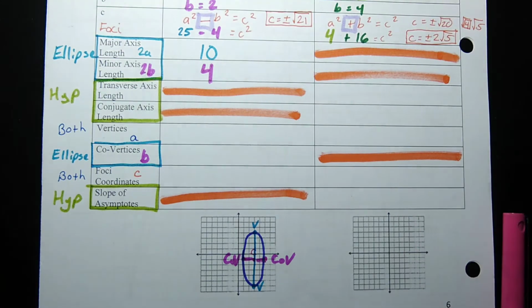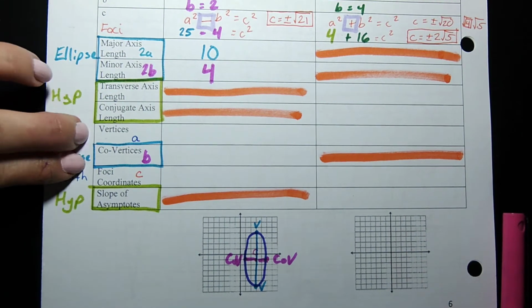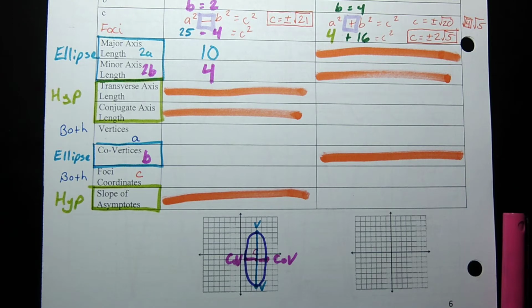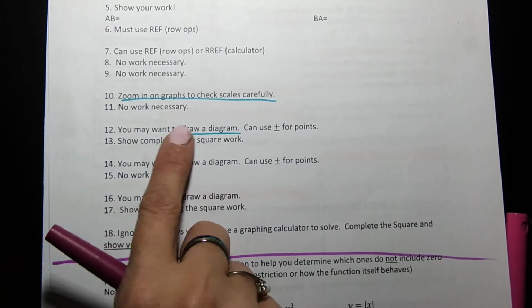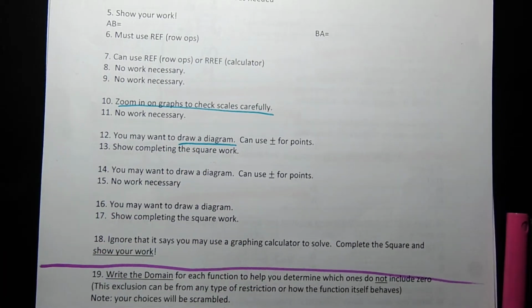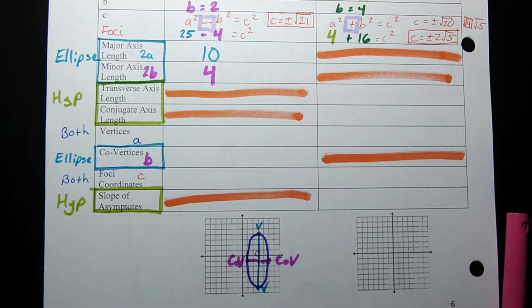Now, for the vertices and the co-vertices, to state these as coordinates, you could pull them directly from the graph, or I'm going to show you how to find them algebraically, because that's what we're going to do with the foci as well. So on these term review instructions, you'll notice that on some it says you may want to draw a diagram. So that might be on a problem like this, just to make sure you have things stacked correctly. We did a lot of diagram sketching in Unit 2, and it's very, very helpful for this test.